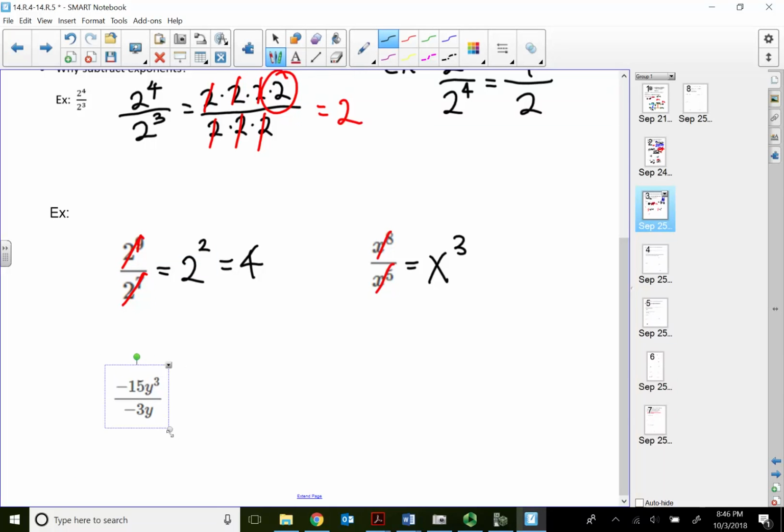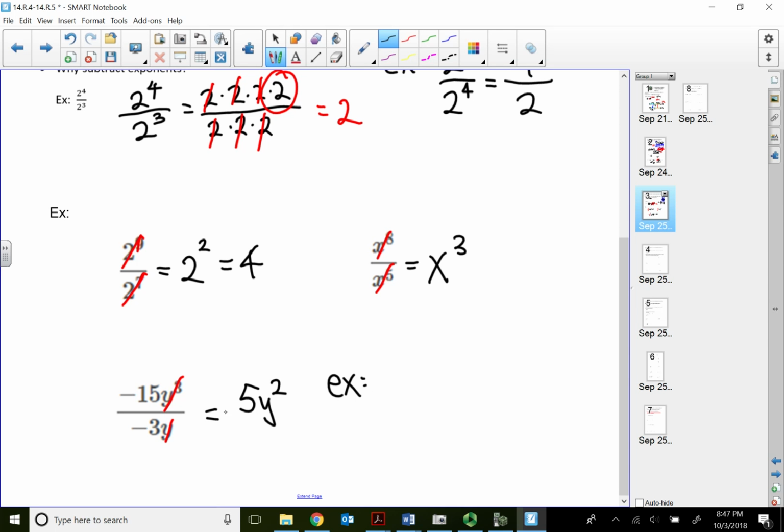When there are coefficients in front, sometimes we can take care of those ahead of time. Negative 15 divided by negative 3 gives me a positive 5. Be very careful now. When we write this positive 5, that positive 5 is referring to 5 over 1, so that instantly puts a 5 on the top. Here I have 3 y's on top, 1 y in the bottom being multiplied. When they cancel out, there should be 2 y's left on the top. So 5y squared would be my answer.